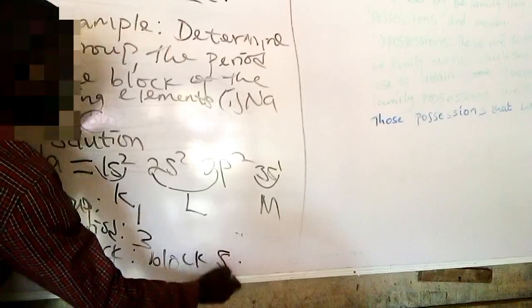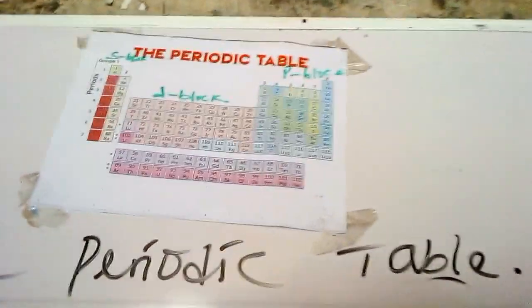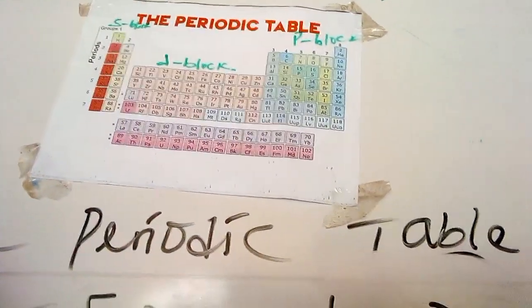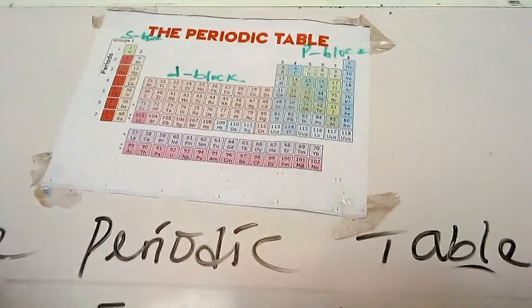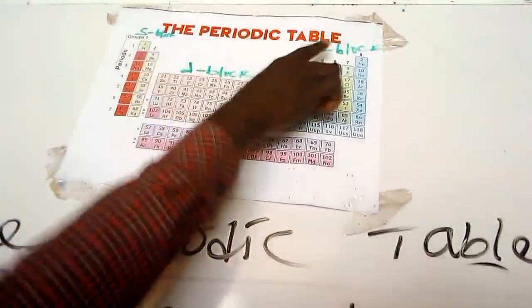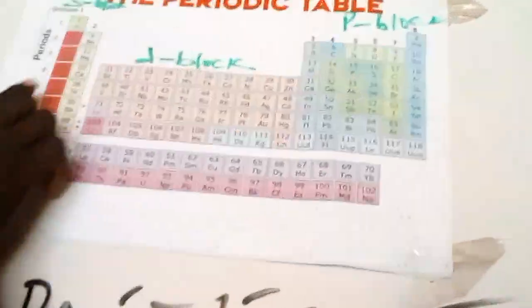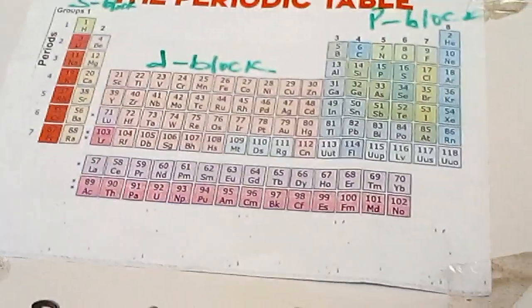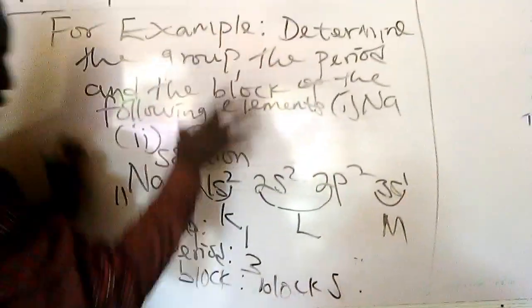So let us confirm this on the periodic table. We said sodium belongs to group 1. This is group 1 and this is sodium. It belongs to period 3. The periods are arranged in horizontal order: this is period 1, period 2, and period 3. Look at sodium, it belongs to block s. So with this, you are able to predict the group, the period, and the block of this element.